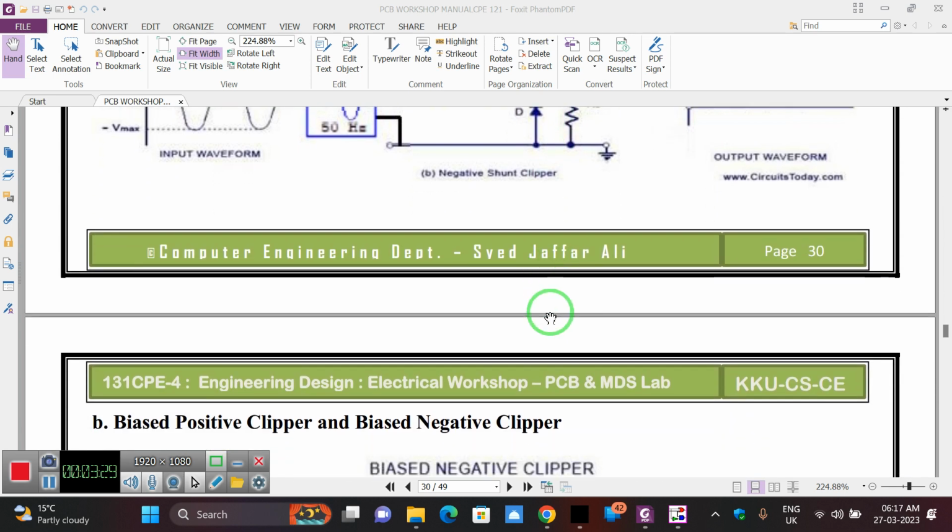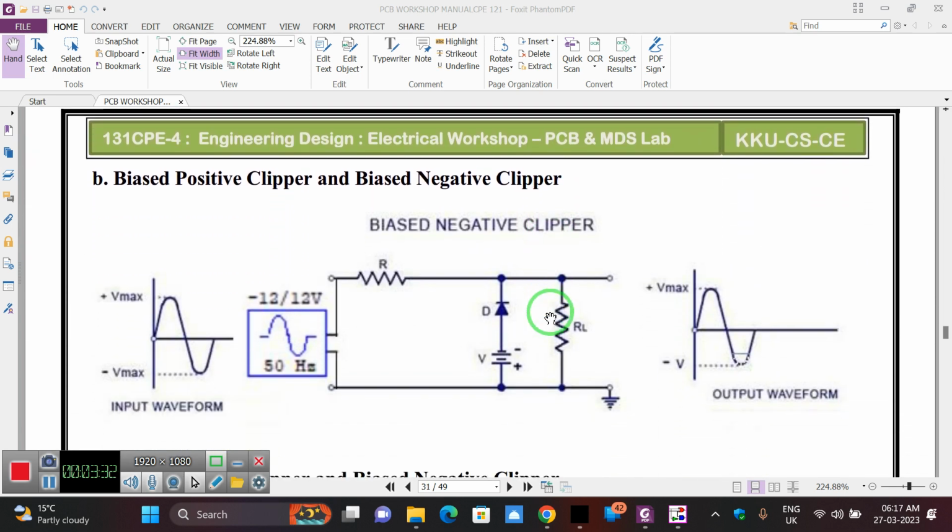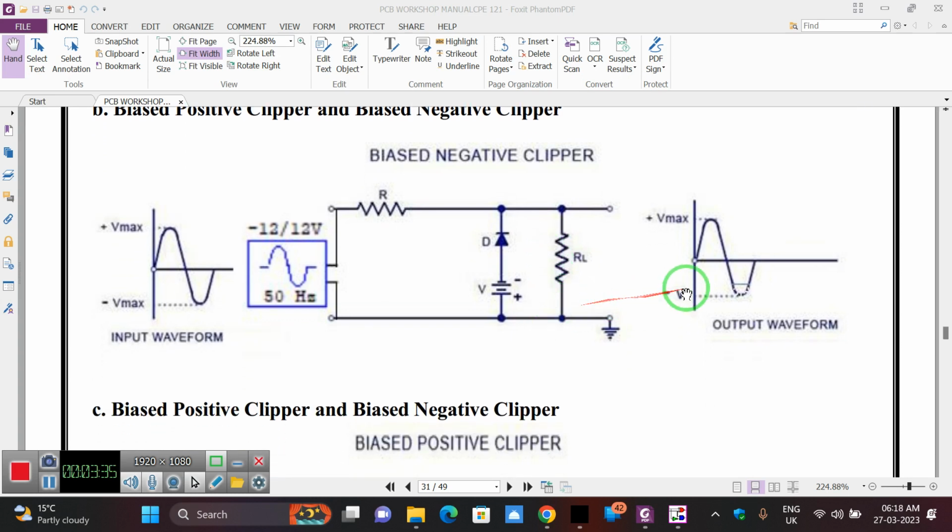Now coming to clipping only some part, not the complete half cycle. Here, if I keep a biased negative clipper, with the shunt diode and one battery in this fashion, then whatever the battery voltage you set, let us take a 12 volt sinusoidal signal generator voltage, and I set 2 volts as the battery, then it will allow up to 2 volts in the negative only. Otherwise, if I remove this battery and put the battery voltage at 0, then the negative portion of the waveform is deleted. That's why it is a negative clipper.